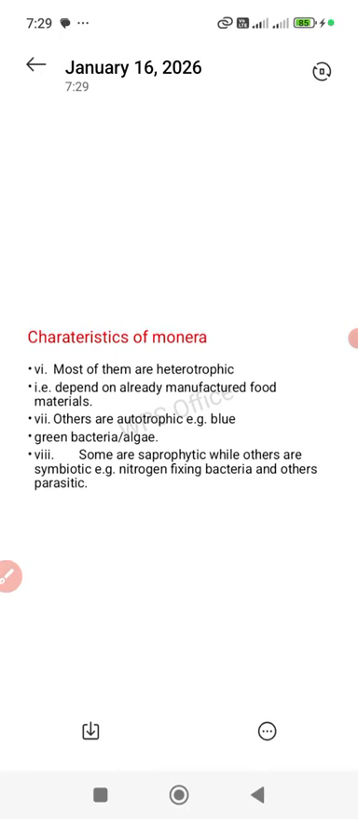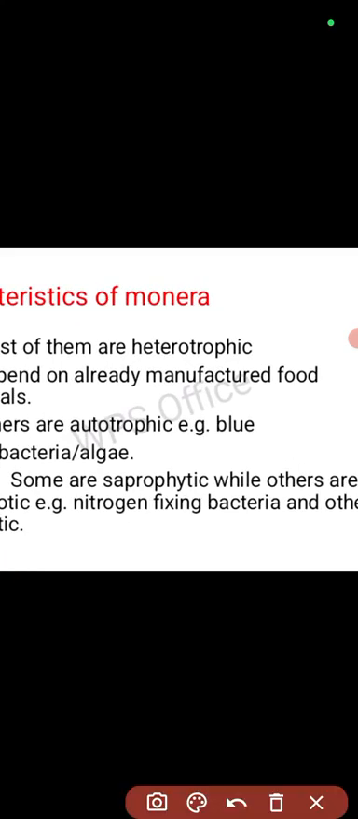Number one, most of them are heterotrophic. The keyword there is heterotrophic. We can underline it. Heterotrophic means they depend on ready-made food. They cannot manufacture their own food because they lack chlorophyll. So they are heterotrophic, and the opposite is autotrophic. Autotrophic means they can make their own food.